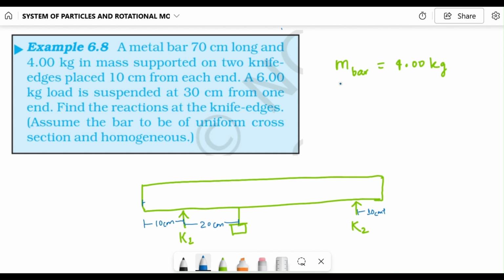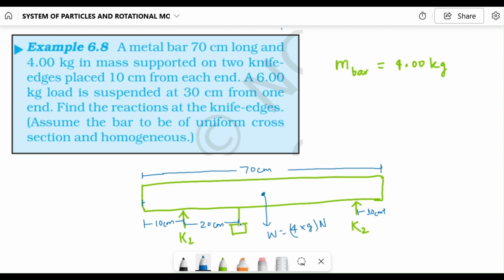This metal bar has mass 4 kg. So if we are taking this as uniform, then its center of gravity will be at the middle. Means if the entire length is 70 centimeter, it will be at 35 centimeter from its end. Okay. So this will be 4 kg, and corresponding to this 4 kg, there will be weight, and this weight will be 4 times g, where g is acceleration due to gravity.